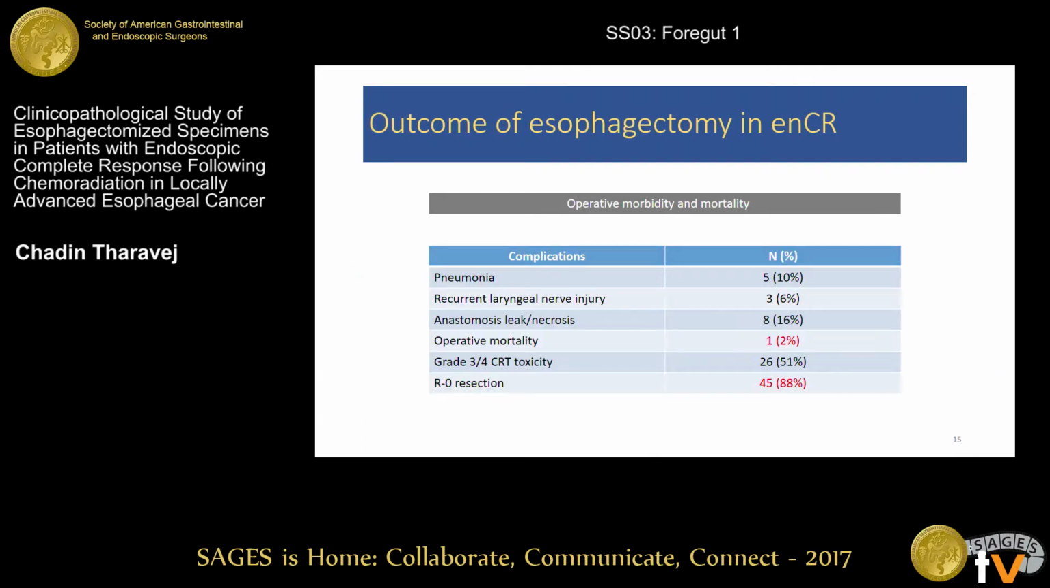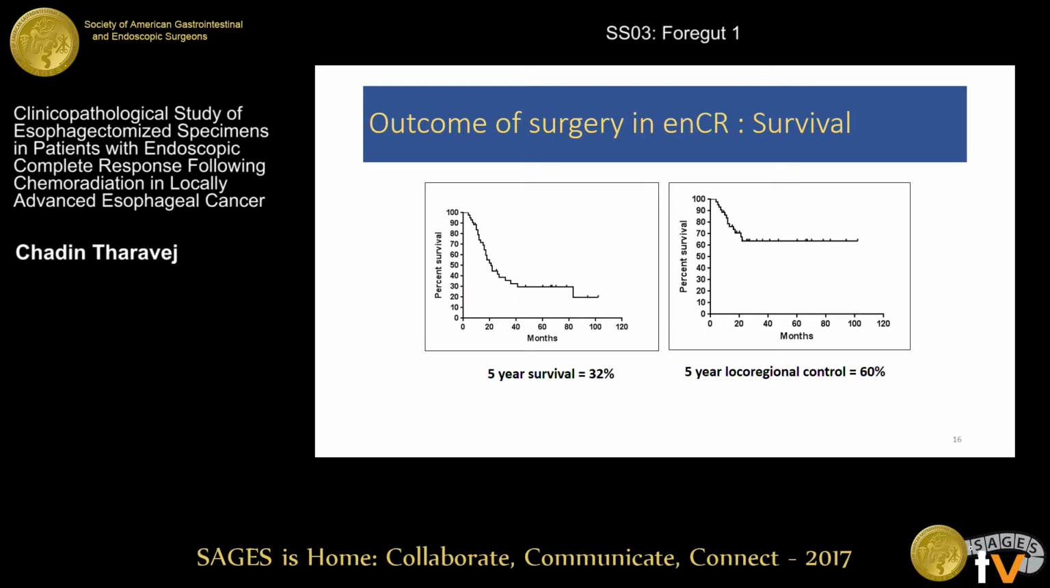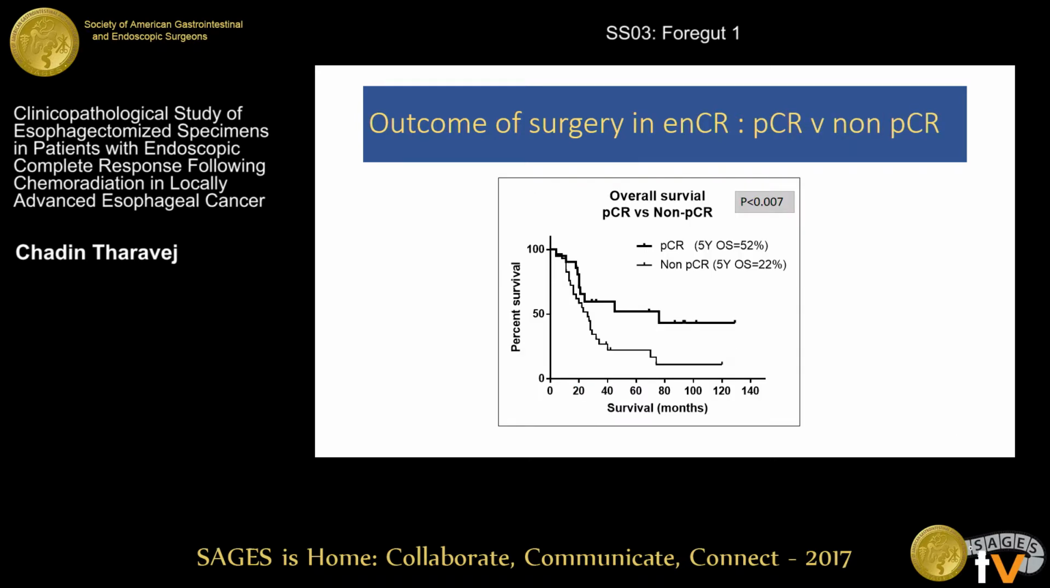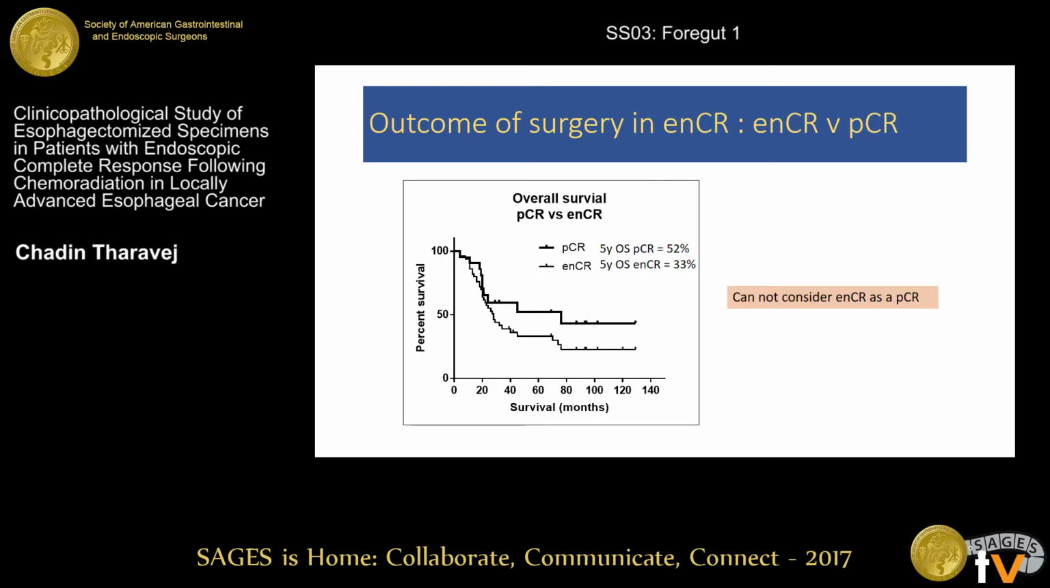So overall morbidity in our series is about 40% with 2% mortality, and almost 90% had R0 resection. 5-year survival was 32% and 60% for local regional control. Patients who achieved PCR were significantly better in terms of overall survival compared to those without, and PCR had better survival than patients who achieved endoscopic CR. So endoscopic complete response is not a reliable marker for PCR.